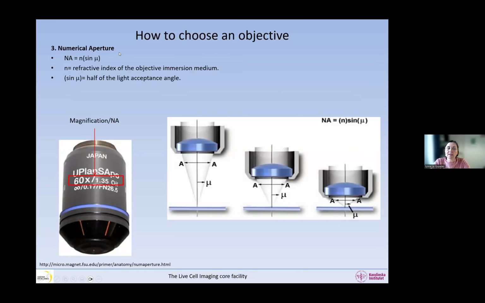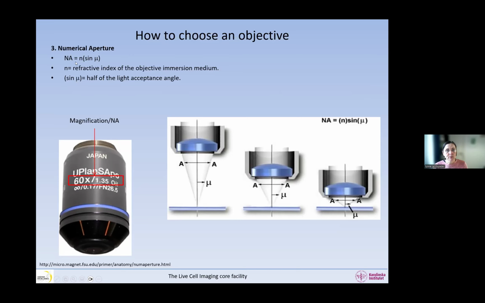Something else that we have to think about when we consider the objective is the numerical aperture. We spoke before about apertures. The numerical aperture is a very important specification of the objective, and it's always after the magnification and the slash. So it's always magnification slash a number without unit, because this is a ratio. And then you may have other stuff behind. But this number is always the numerical aperture. And again, this is the same for all manufacturers.